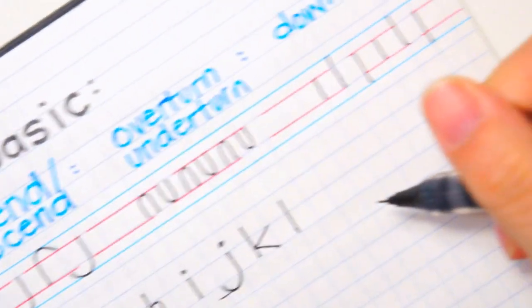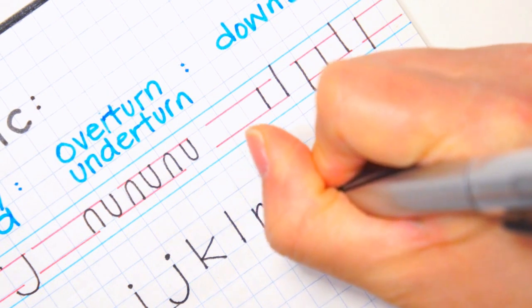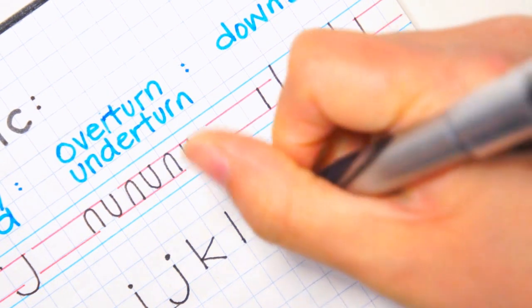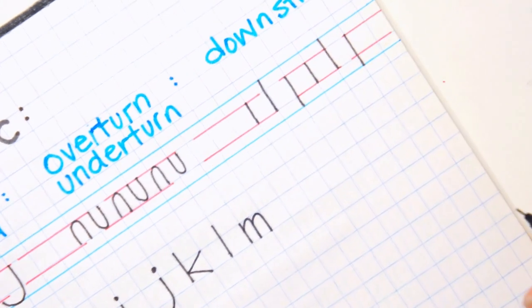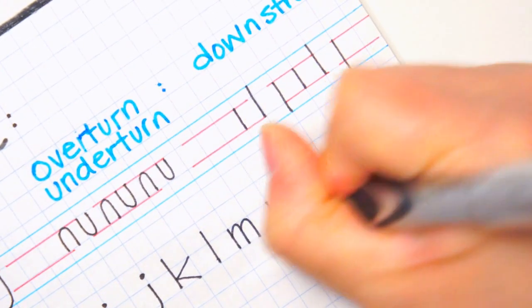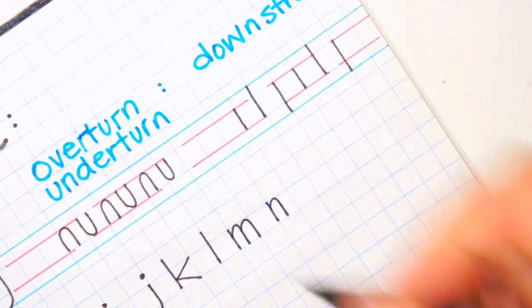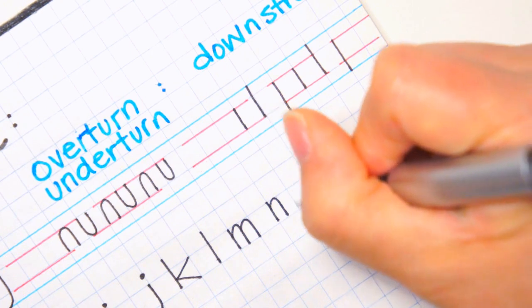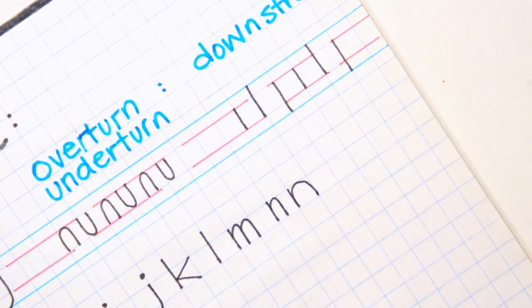Now the M, I would do a downstroke, an overturn, and then another overturn, and another overturn. But remember, this is personal style. Some people like to write it all the way, like some people like to write it like this. It's up to you, right?